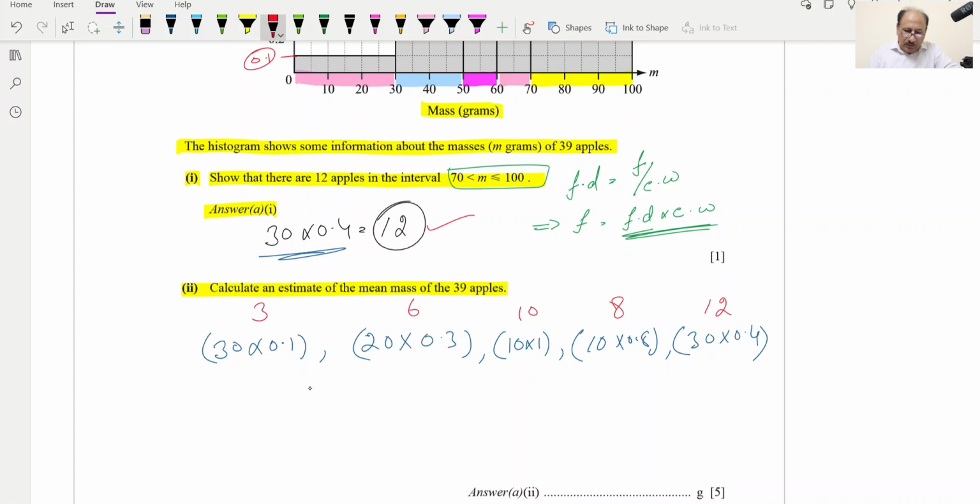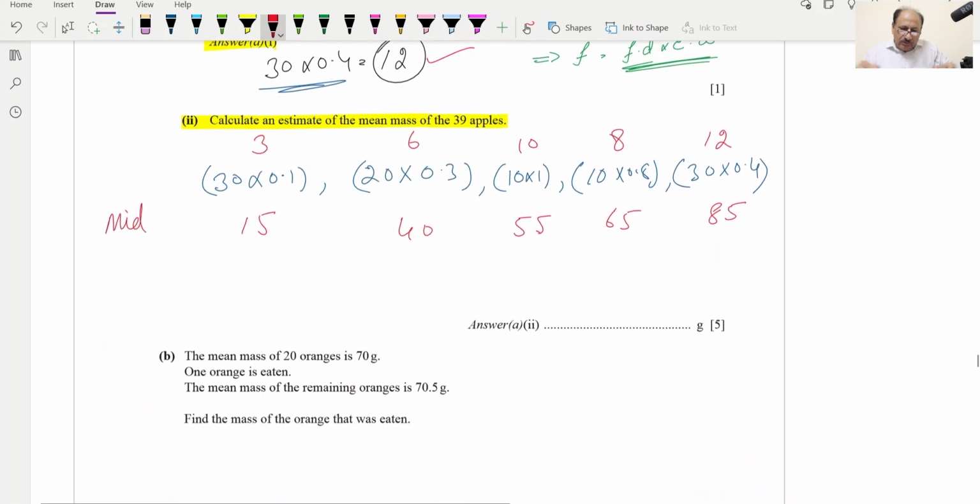Now we got these numbers, and what else do we require? We require the mid values, basically mid range. So the mid of 0 and 30 will be 15, so the mid value is 15 for this range, and for the next range from 30 to 50 it will be 40, so we write here 40, and the middle of 50 and 60 is 55, and the middle of 60 and 70 is 65, and then the middle of 70 and 100 is 85, so we write here 85.